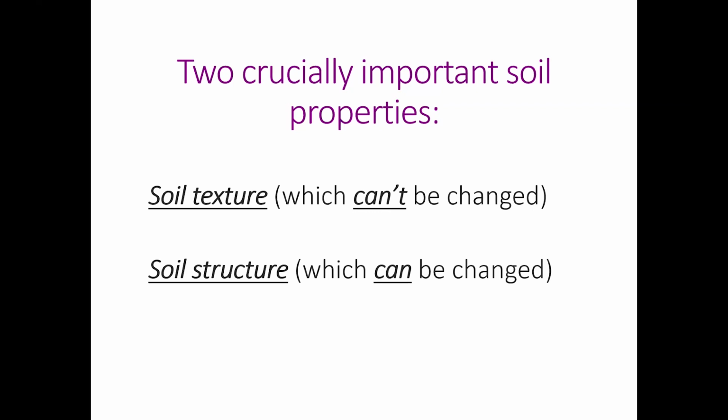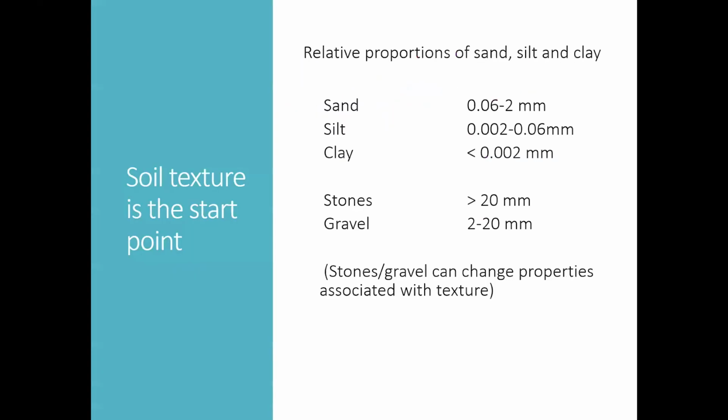So soil texture, as I've said, you're kind of stuck with that. You can't do anything with it generally. On a small scale, like in a polytunnel, you might be able to, but on a larger scale, no, you're stuck with it. Soil structure, however, very much can be changed. So soil texture and structure, those two words are quite often mixed up and used wrongly, so it's really important to understand the difference. So soil texture is the relative proportions of sand, silt, and clay.